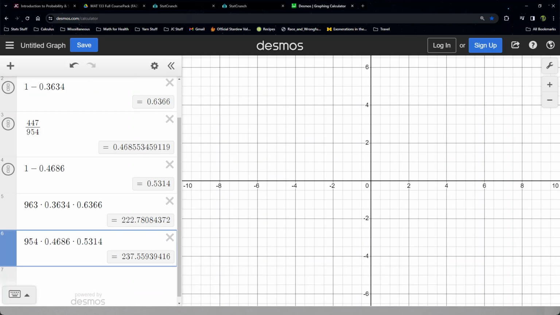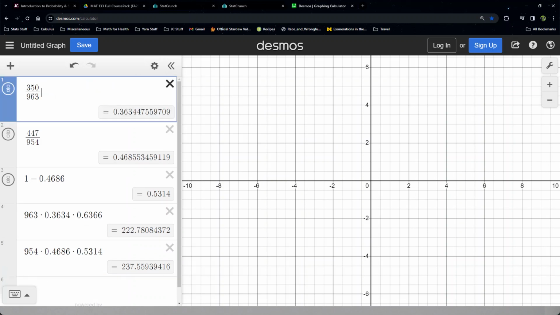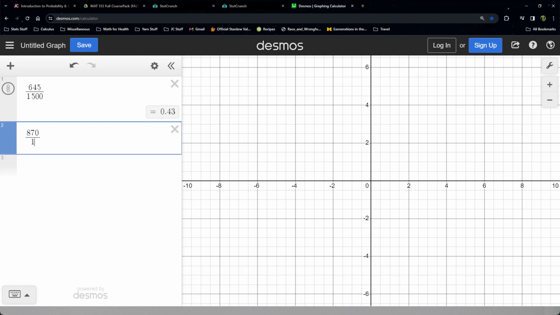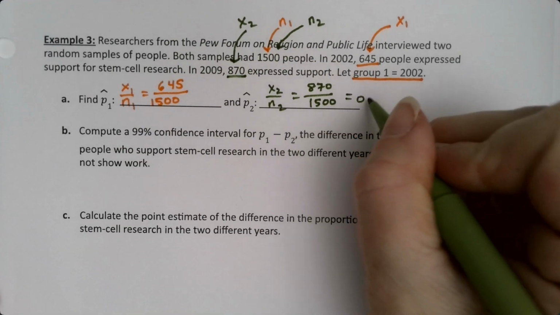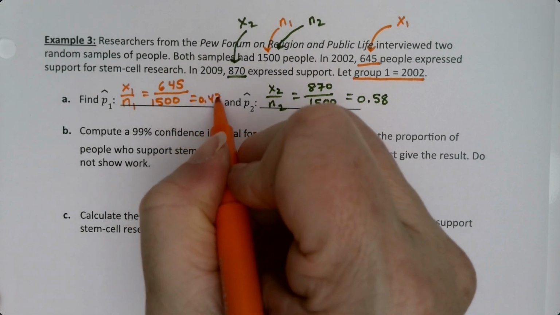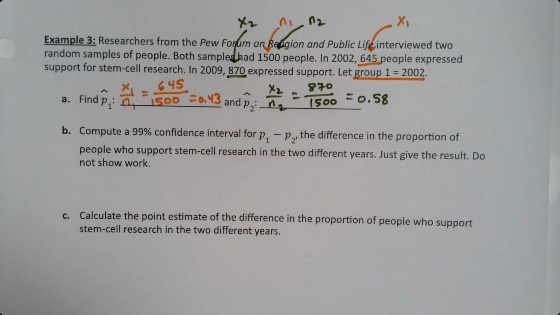And let's just find what these are as a decimal. So let me close these pieces out. All right, so 645 divided by 1,500, which is that value, and 870 divided by 1,500. So we get 0.43 and 0.58. Okay, so let me write those in. This is 0.58 over here, and this is 0.43 over here. We knew this was lower, but having decimals like that makes the direct comparison a little bit easier to understand.